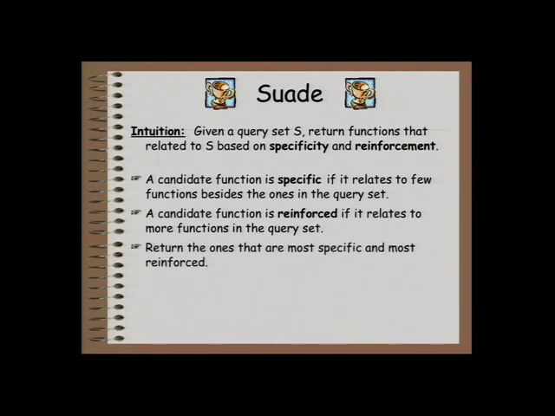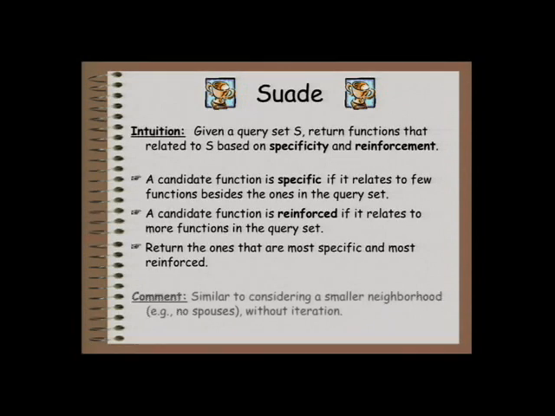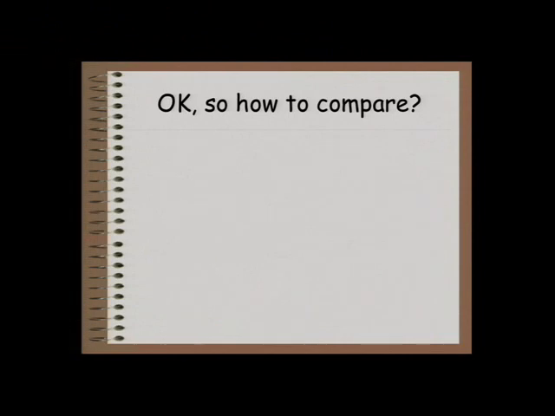Okay, and it returns the ones that are most specific and most reinforced. So the way Suede works is similar to considering a smaller neighborhood than what Fran does, and it doesn't do any kind of iteration. So the ranking in Suede is not as good as the ranking that we do. It considers a smaller neighborhood, and it doesn't rank them as well as we do. Okay, so we did a comparison of these two things with our approach.